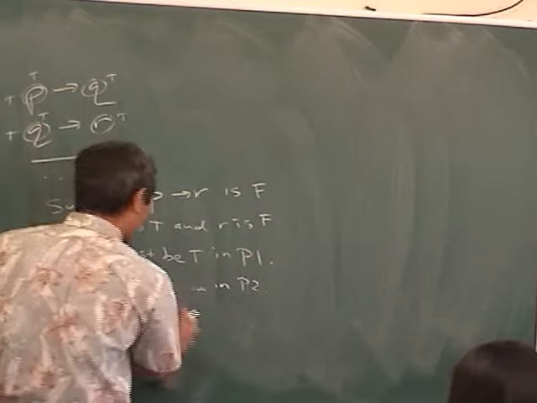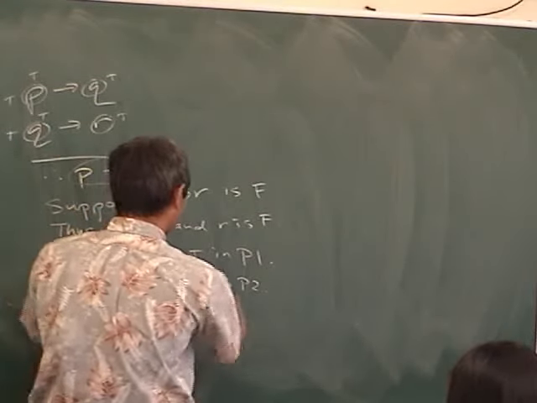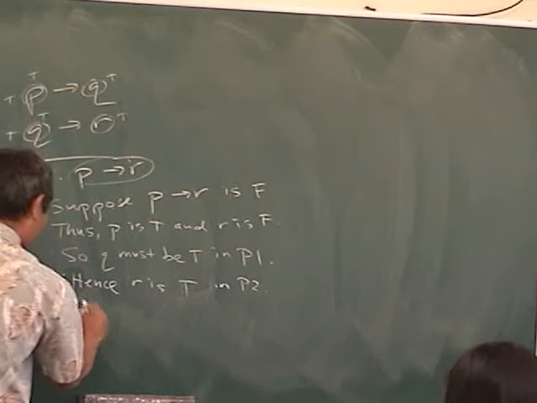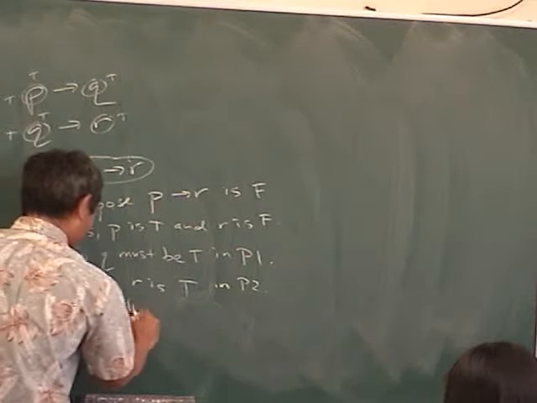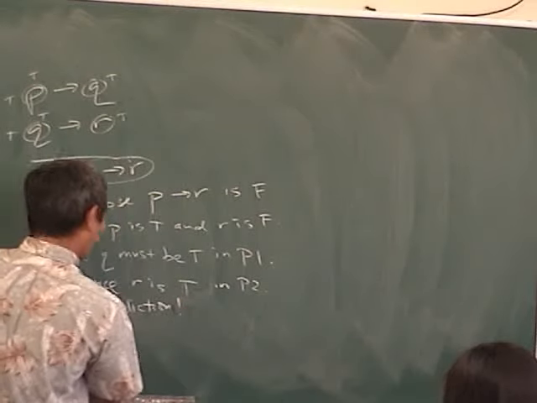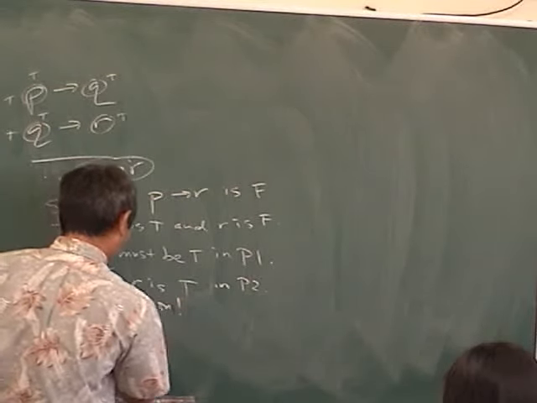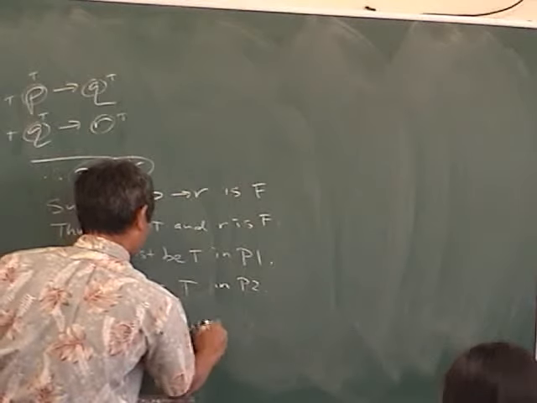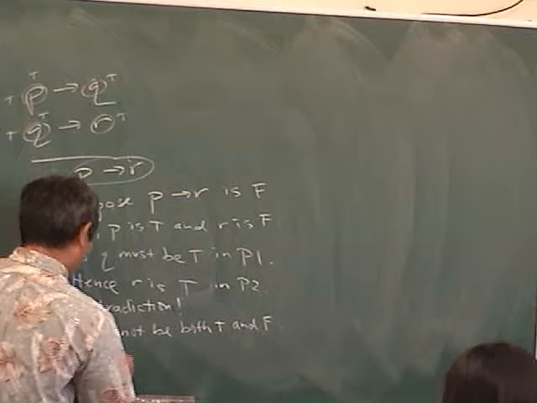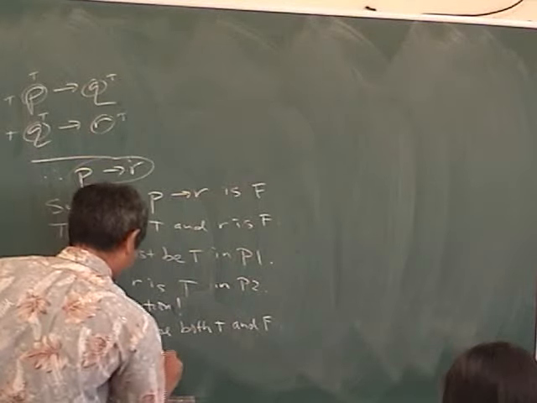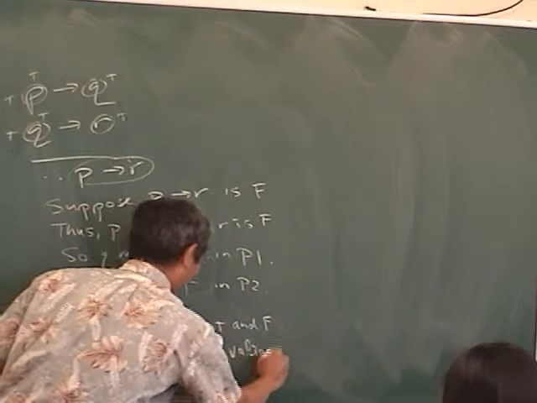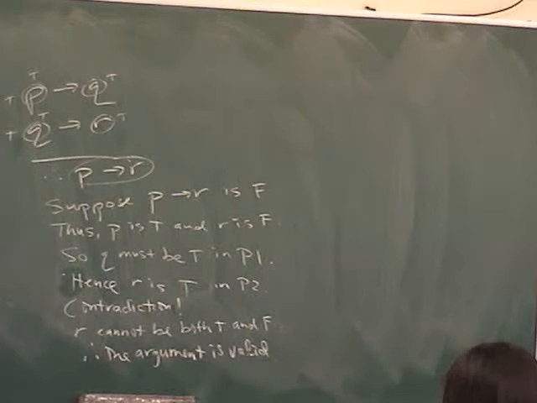Why am I writing out "true"? Just put T. Not consistent, -1. So here's a contradiction. R cannot be both true and false, therefore the argument is valid. Woo! There you go.